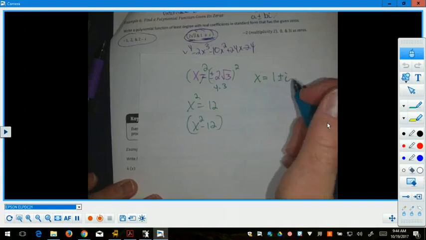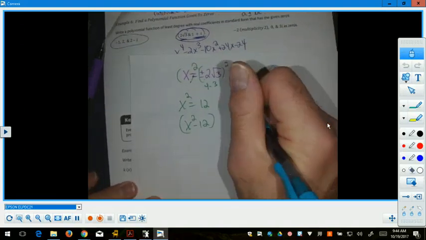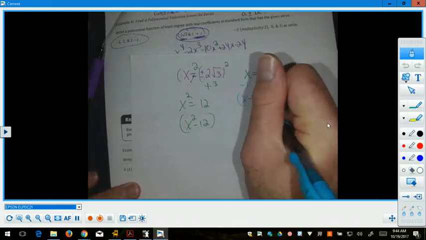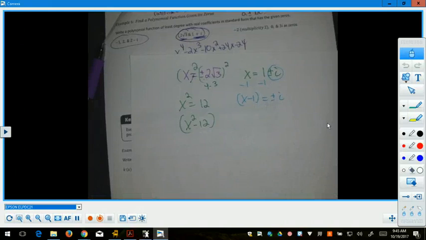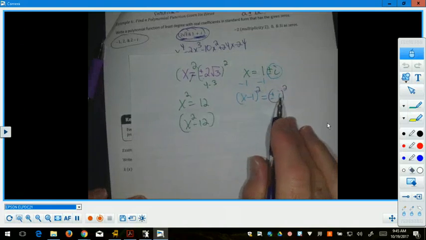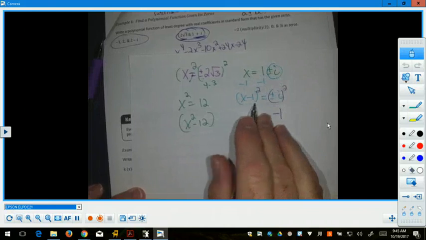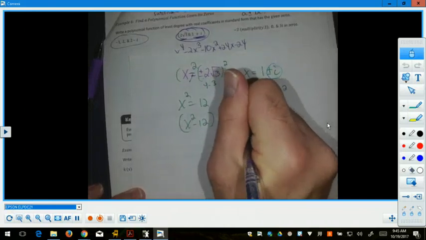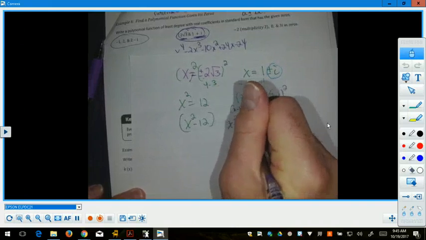For this one, I have to get it down to the plus or minus, so I'm going to have to subtract 1 from both sides. So I have x minus 1 equals plus or minus i. I'm still, unfortunately, going to have to do some distributing with this one because I need to square both sides. And what is i squared? Negative 1. X minus 1 squared is x minus 1 times x minus 1, which we know is x squared minus 2x plus 1.